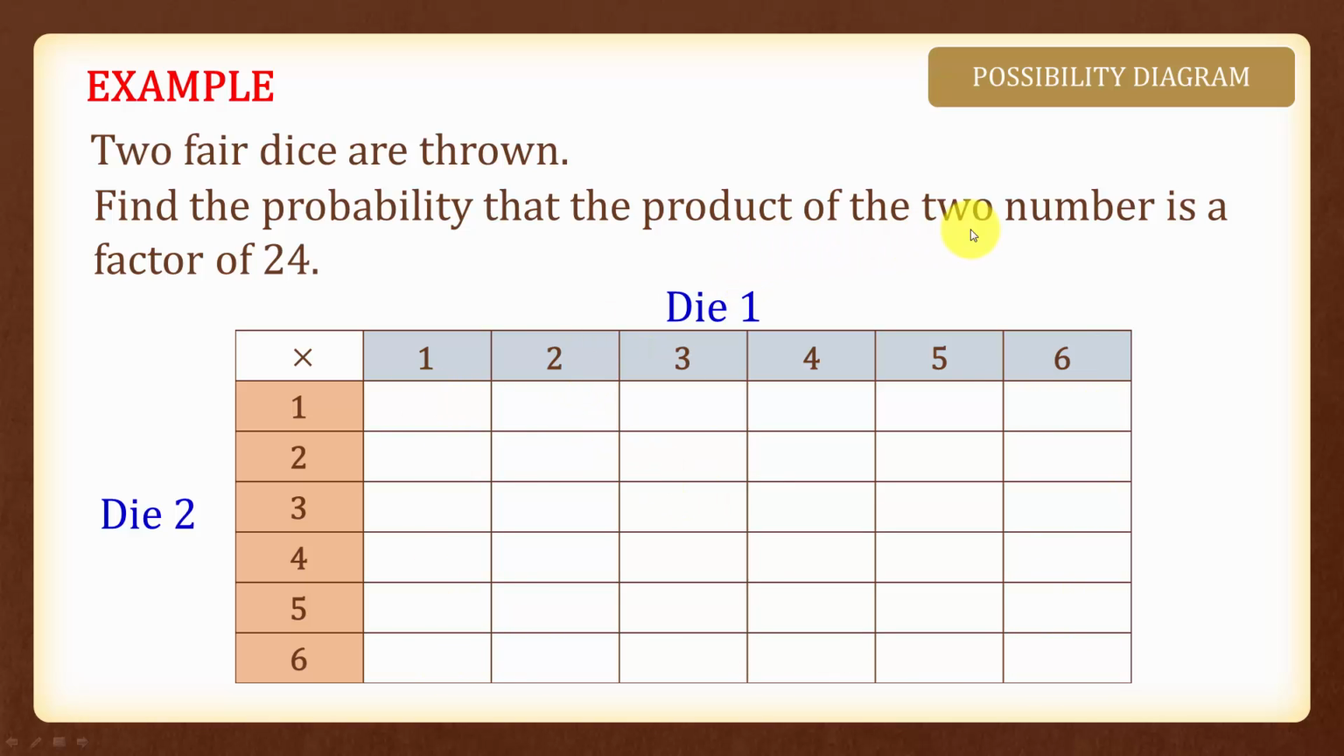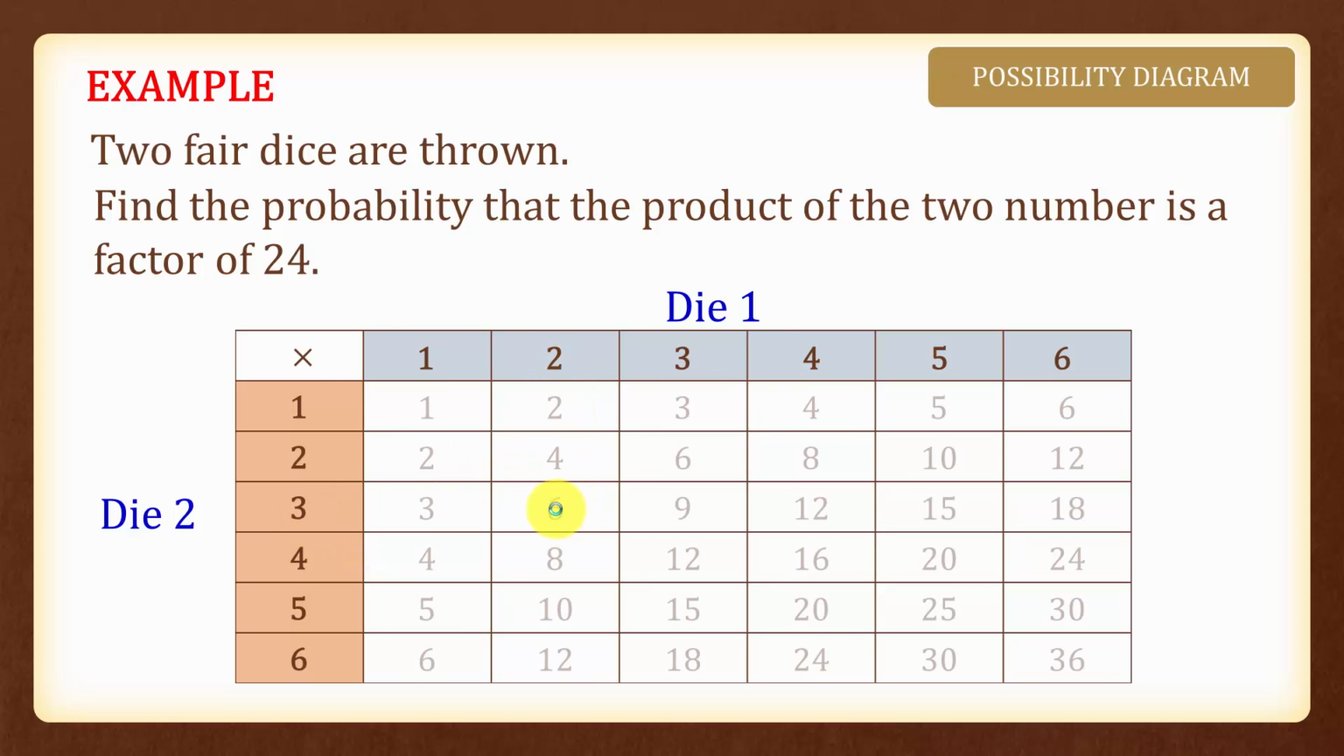Since we're asked to find the product of the 2 numbers, we'll multiply all the numbers here. For instance, 3 times 2 will give us 6 here. You'll then multiply the numbers in each row with each of the numbers in each column. We'll put the multiply sign here because the question asks for the products. If the question asks for addition or subtraction, you will put addition or subtraction here.